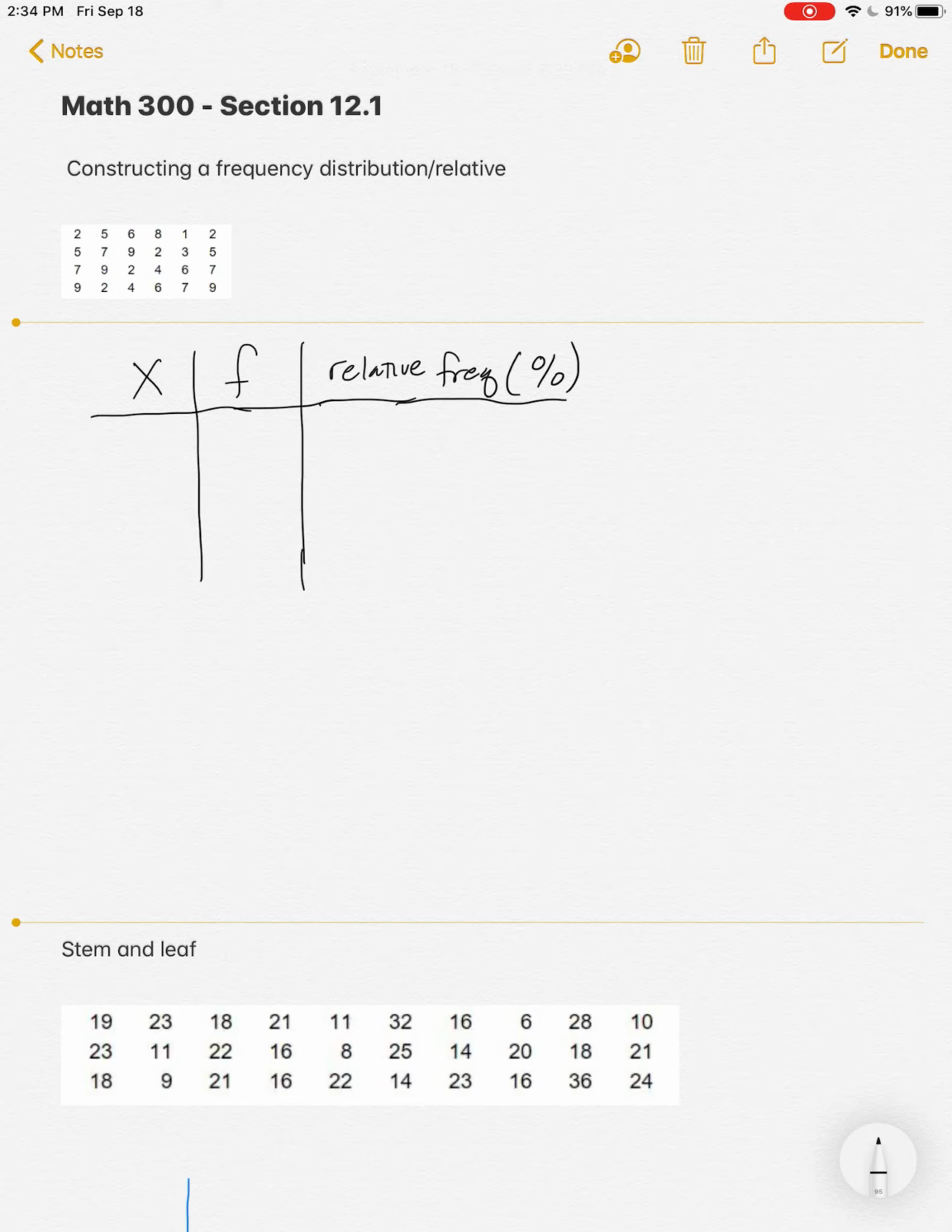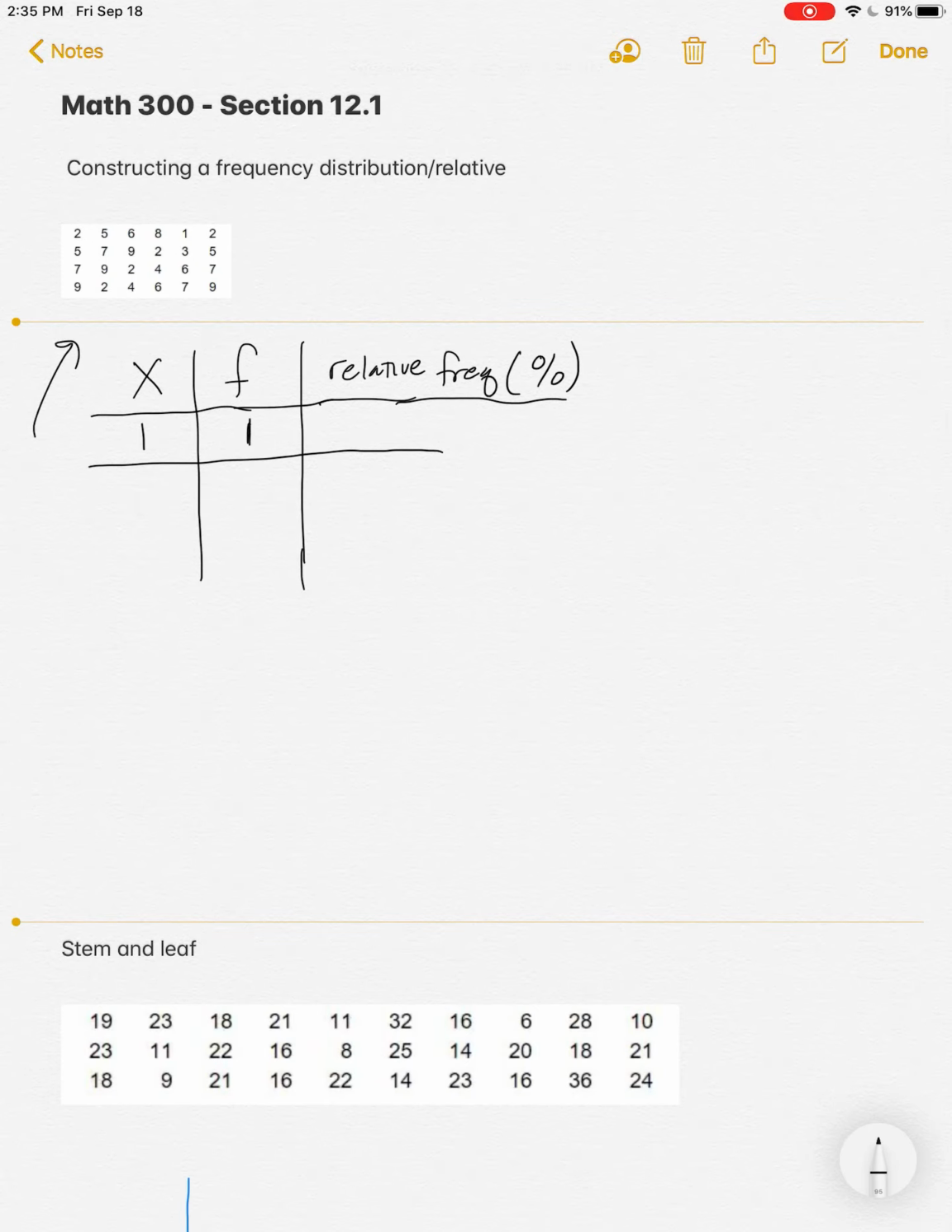I think these are people's favorite numbers between 1 and 9. The lowest number I see is 1. What we're going to do is look in here and see how many ones we see. I see 1 across the top row. Is that it? I think that's the only one that I see. So its frequency is 1. And we'll have to wait for the relative frequency.